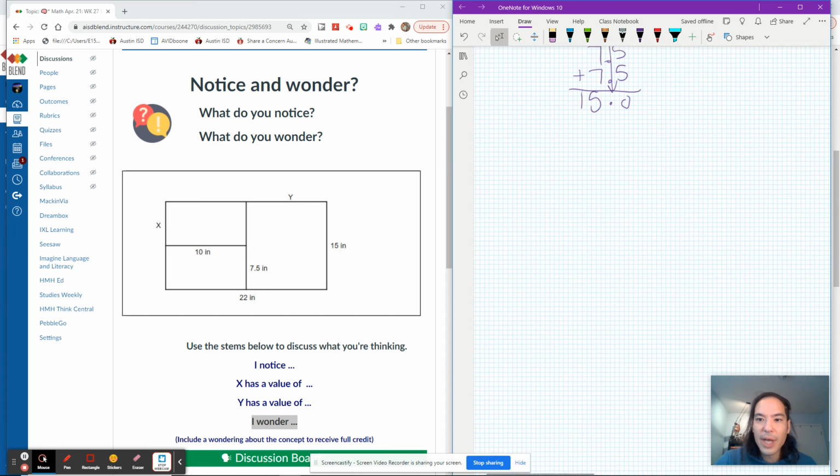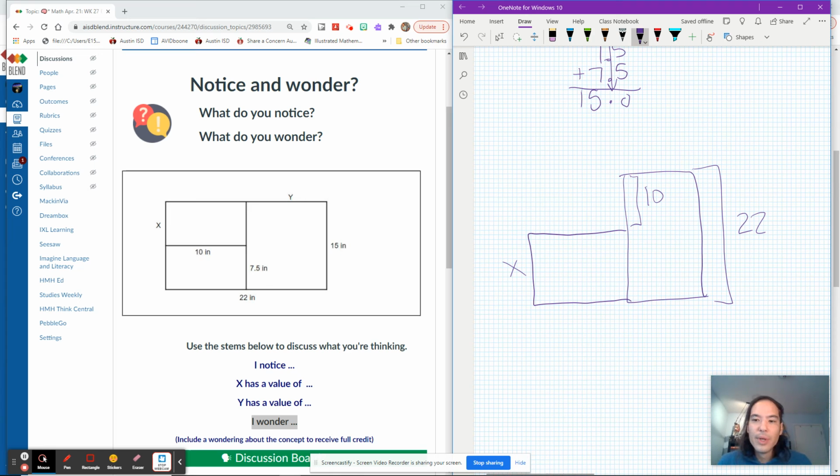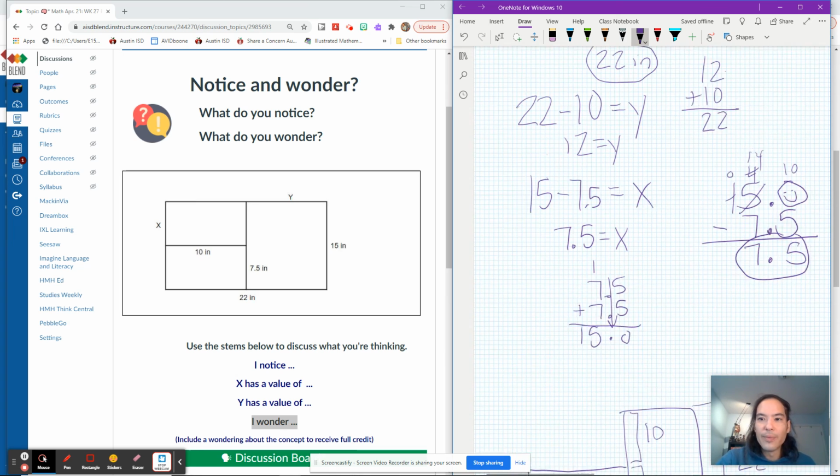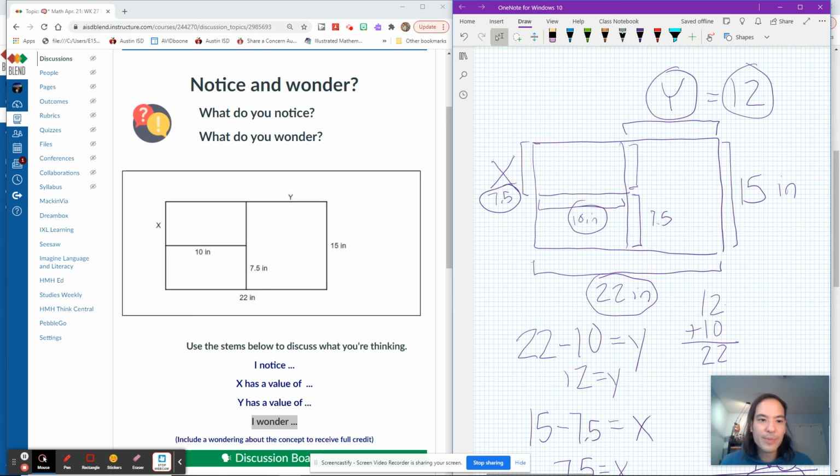Just so you do know, I have seen sometimes they'll give you something like this, and the missing value will be like that. Similarly, you could do something like that. If you saw that, it's not necessarily a rectangle, but you still have to know that altogether this is 22. So 10 plus x would equal 22. All right. So I wonder how many pieces of missing information they could put on one of these. I wonder if you could have three missing values. So there's all sorts of things.